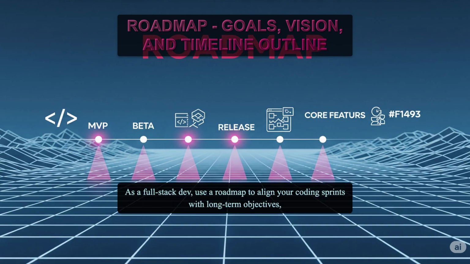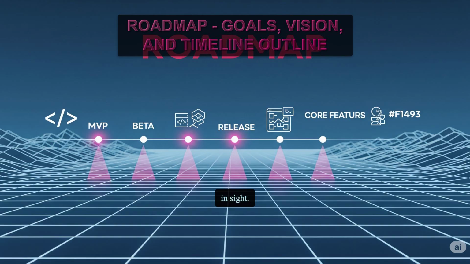As a full-stack dev, use a roadmap to align your coding sprints with long-term objectives, communicate progress to stakeholders, and adapt to changes while keeping the end vision in sight.